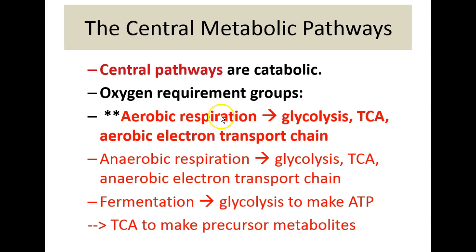Especially, we're going to look at the aerobic respiration pathways, which involve glycolysis, the Krebs cycle or TCA, and finally, an aerobic electron transport chain. We will also mention the anaerobic respiration organisms, which will also utilize glycolysis and the Krebs or TCA cycle, and will have an anaerobic electron transport chain. And finally, we will mention fermentation. In this pathway, only glycolysis is used to make ATP. Fermenters do have a Krebs or TCA cycle, but it will be used to make precursor metabolites only.